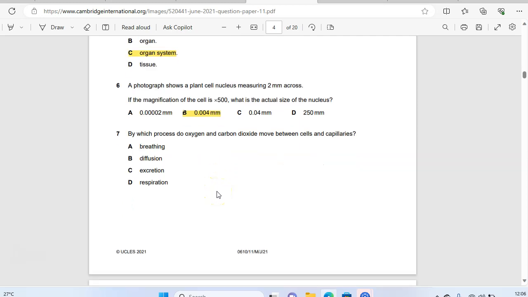Okay, so question number 7. By which process do oxygen and carbon dioxide move between cells and capillaries? Diffusion of gases occurs between capillaries and cells. So your answer must be diffusion.